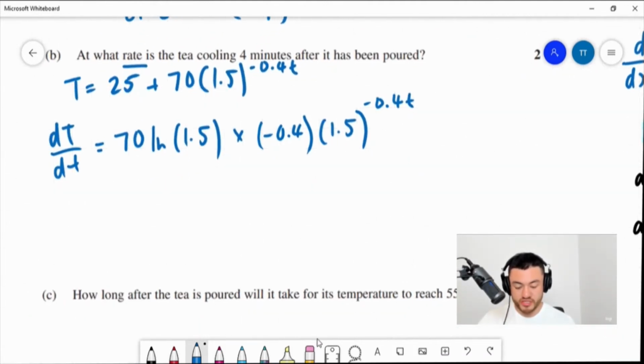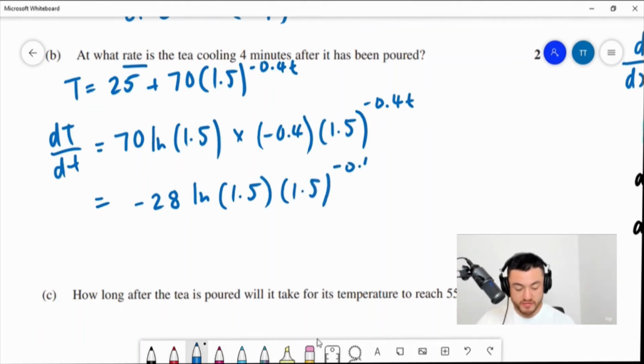Okay, and we can tidy that expression up a little bit. So we can multiply negative 0.4 times 70. So that will give us negative 28, ln 1.5 times 1.5 to the power of negative 0.4t.